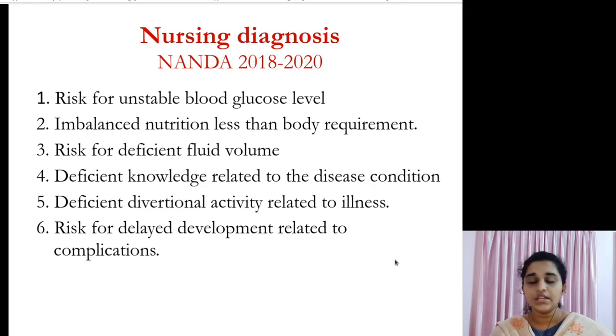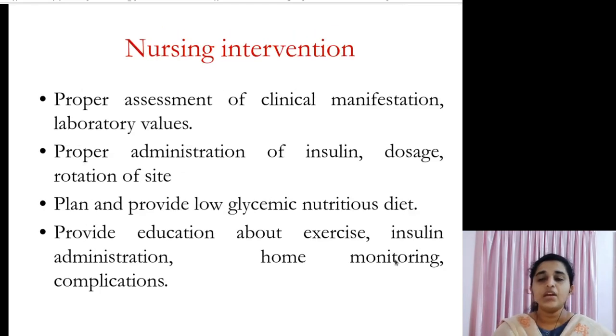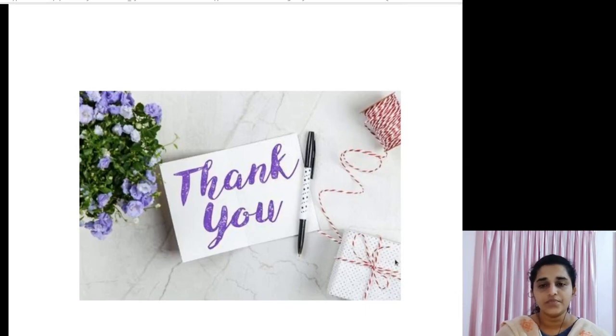Deficient knowledge related to the disease condition, deficient diversional activity related to illness, risk for delayed development related to complications. Nursing interventions: proper assessment of clinical manifestations and lab values, proper administration of insulin, dosage, rotation of site, plan and provide a low glycemic nutritious diet, provide education about exercise, insulin administration, self-insulin administration, home monitoring of blood glucose and complications.